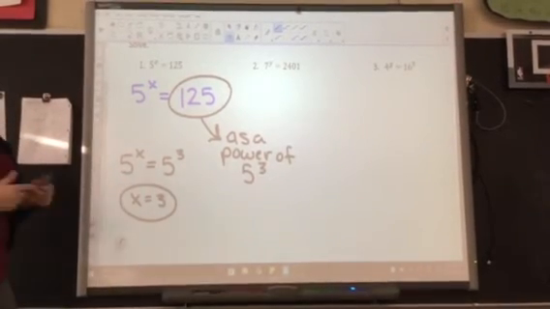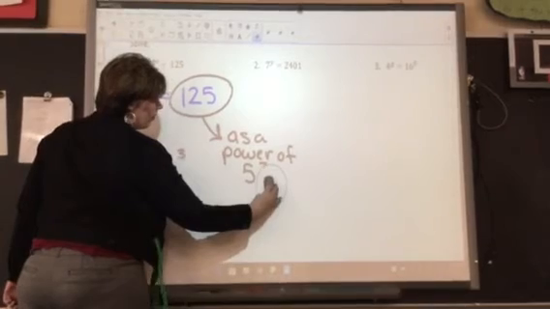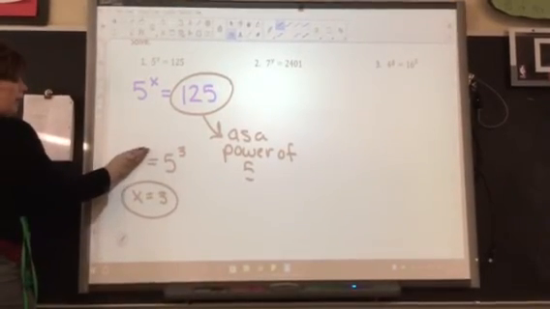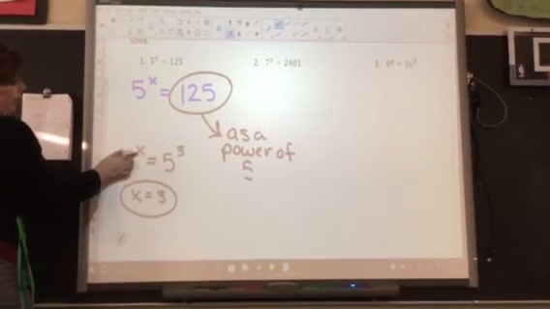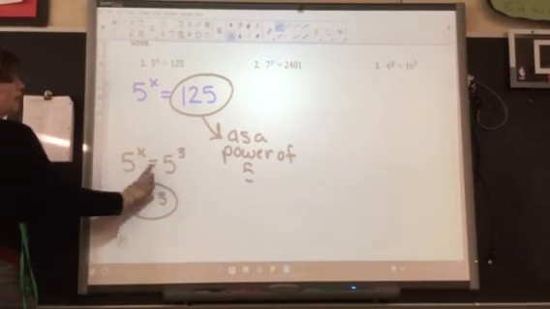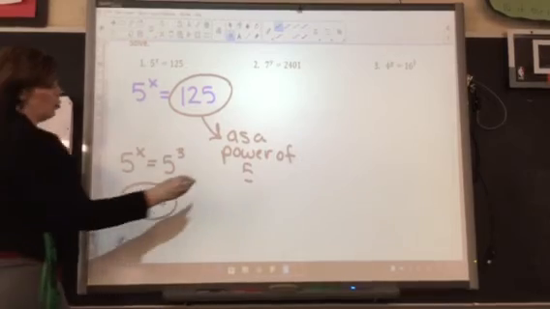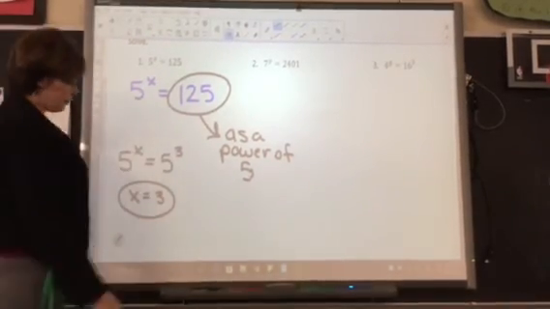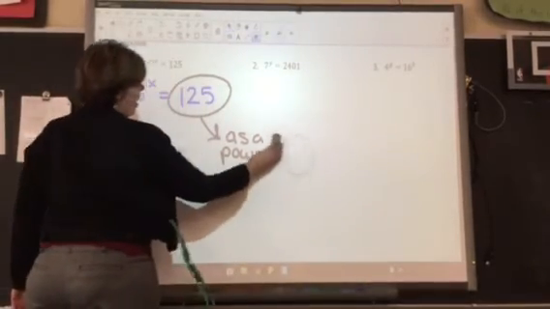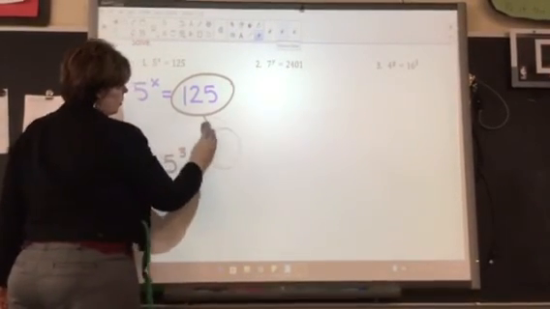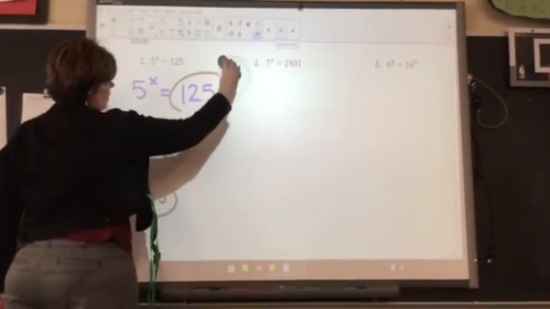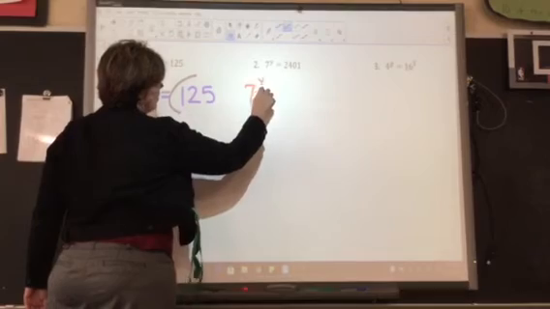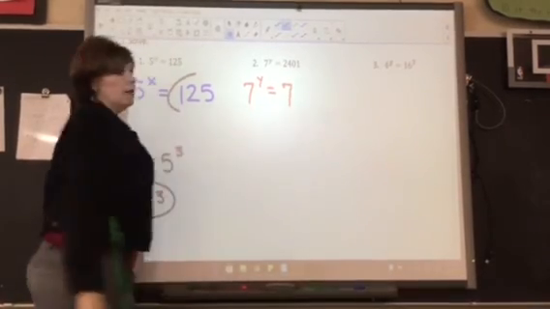Okay? So the trick is going to be to take whatever the base of the variable exponent is, and rewrite the other number as that. That's the goal for most of them. Sometimes they're a little tricky. So what about this one? 7 to the y power equals 2,401. And sometimes you're like, I know that I have to write it as a power of 7, but how do I even do that? How can you do that?